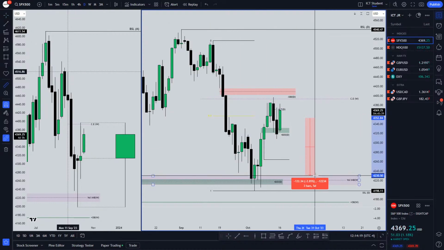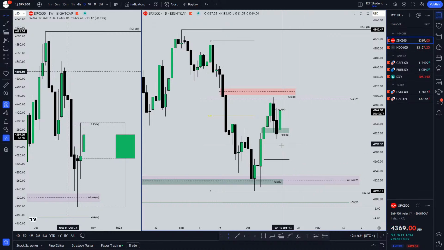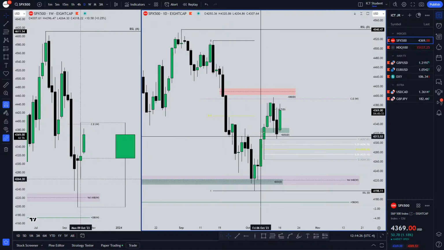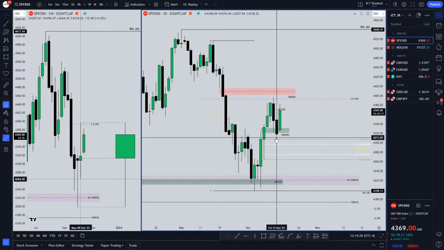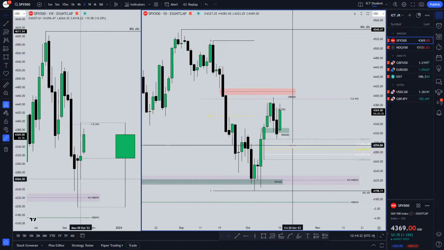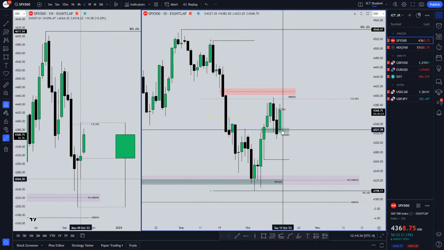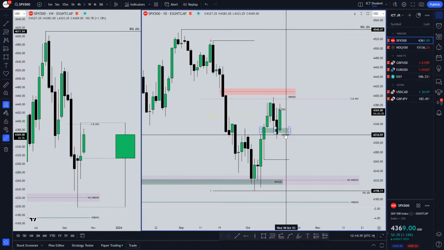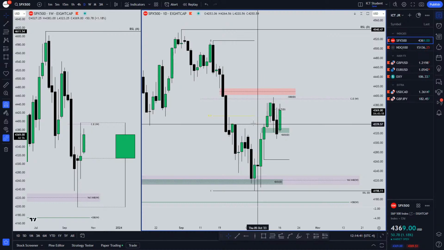So it's very ideal if we drop, come down into a discount array. So discount array, probably just consequent encroachment of this discounted wick, since we haven't come near it, and then probably take out this sell side. This buy side imbalance, you can see we closed below it, so it wasn't fully respected in my opinion, but then eventually we came and we opened, and then we rallied higher. So that's kind of why it's still there as a buy side imbalance to me.